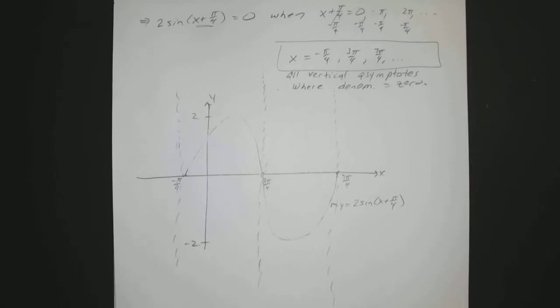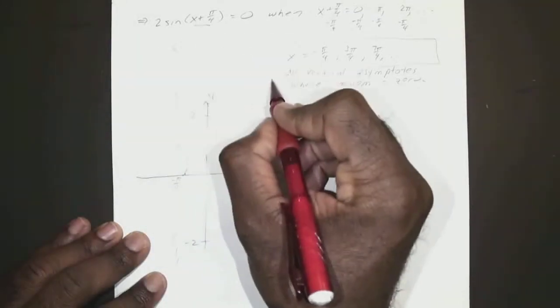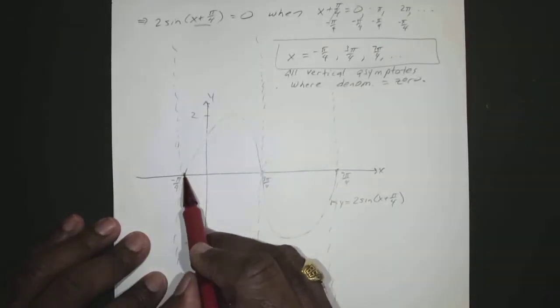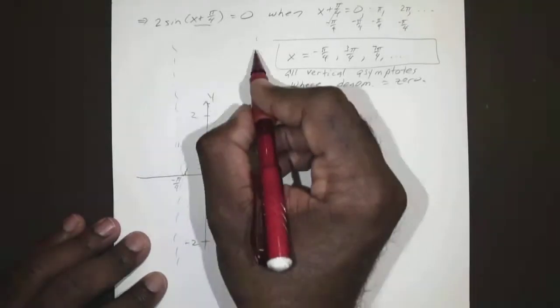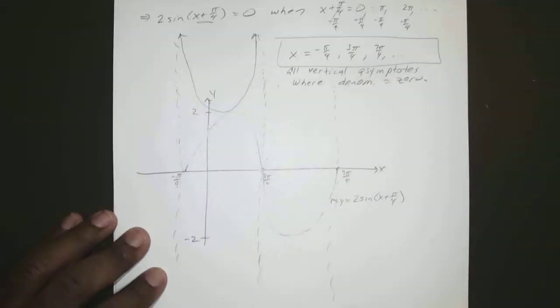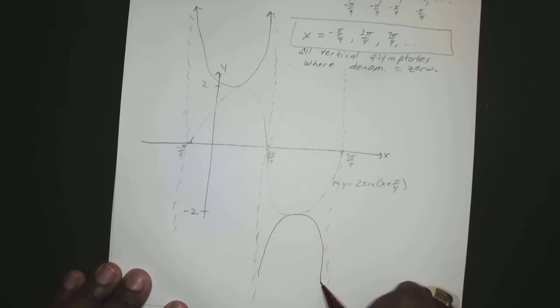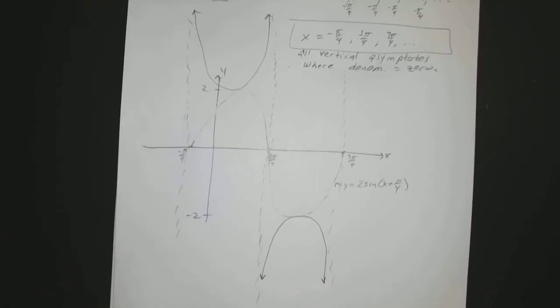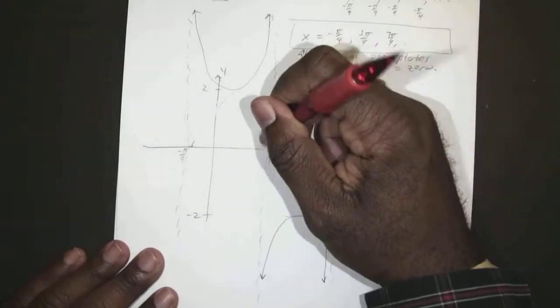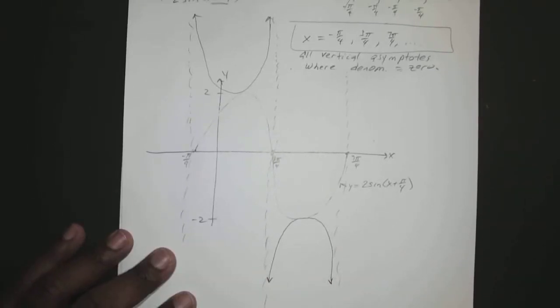Because now we're looking for the reciprocal of sine, which is cosecant. So between each value where the denominator is equal to 0, we're going to flip it. So between these two vertical asymptotes, we're going to flip it. And between these two vertical asymptotes, we're going to flip it. Okay. So now where we flip, those are actually representing the graph of 2 times cosecant of x plus pi over 4.